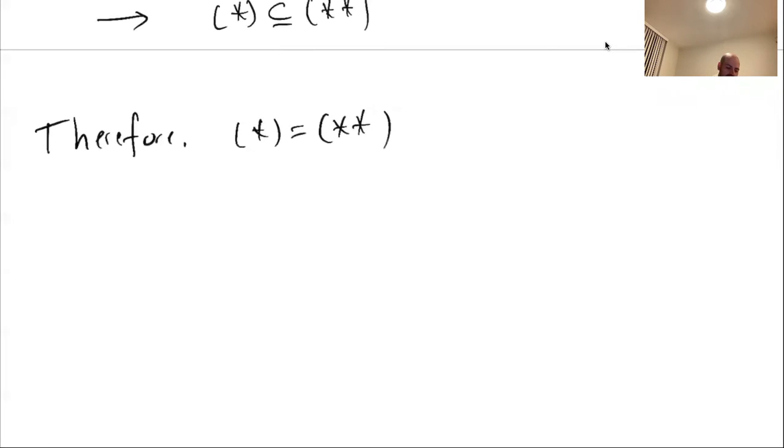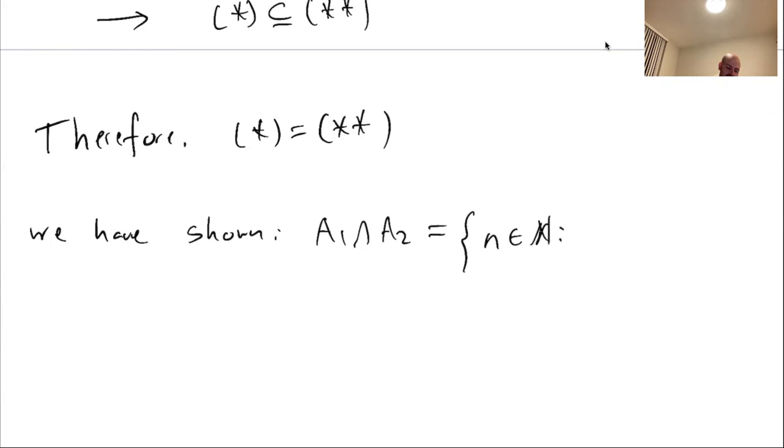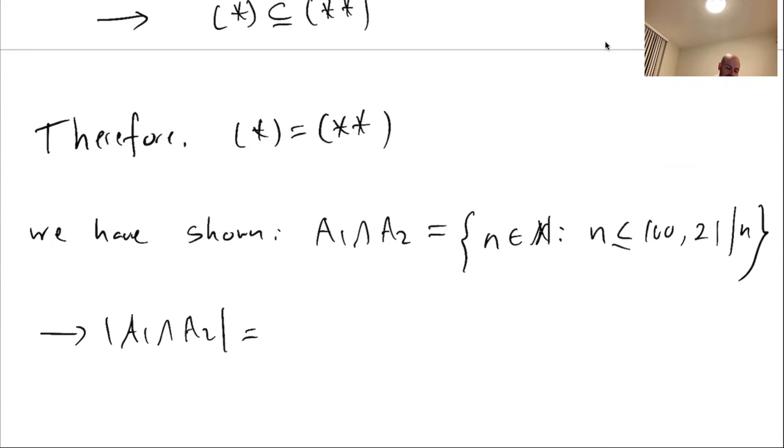Okay, so we have shown that A1 intersection A2 is equal to the set of all natural numbers n such that n is less than or equal to 100 and 21 divides n. So the number of elements in A1 intersection A2, according to the recipe that we said, is the floor of 100 divided by 21. This is 4 point something, so the answer is 4.